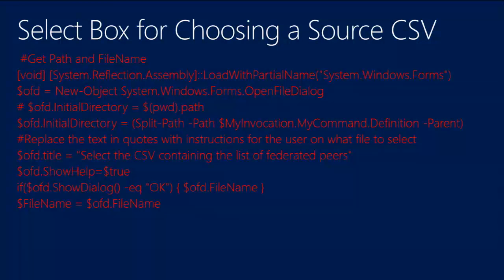And here's a little pop-up window that's going to create a select box for picking our CSV. So it's not a static CSV that has to exist. It's going to be one we select. So this is something that requires user intervention, right? So all this code really does is, you can see a line in there that says select a CSV containing the list of federated peers. That's what's displayed. And then I'm saving the file they picked as $filename, right?